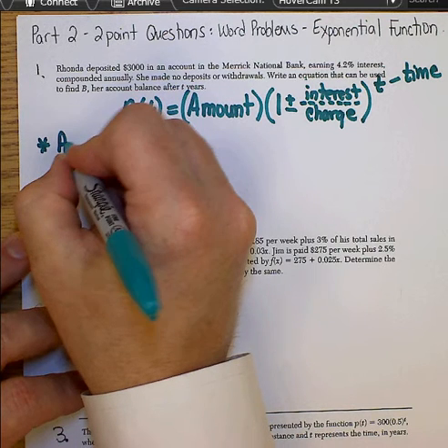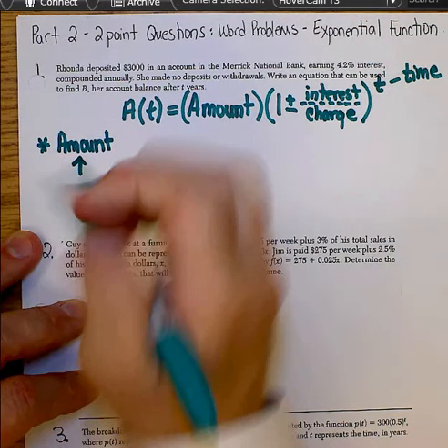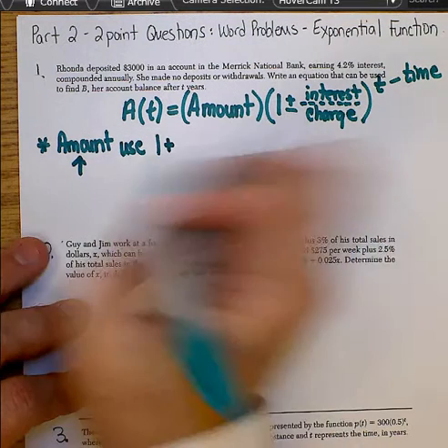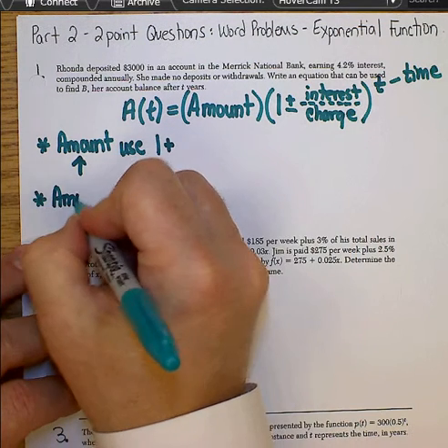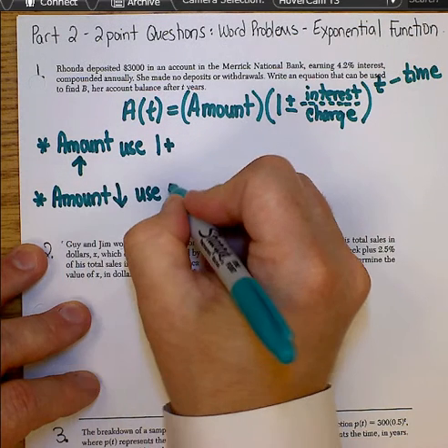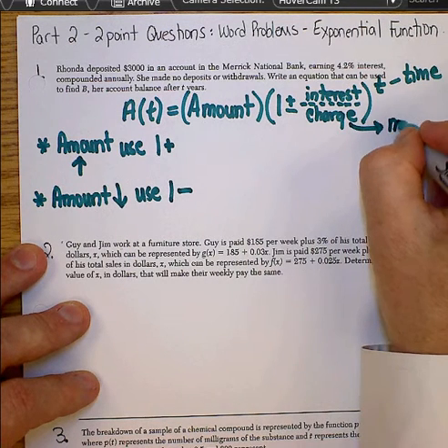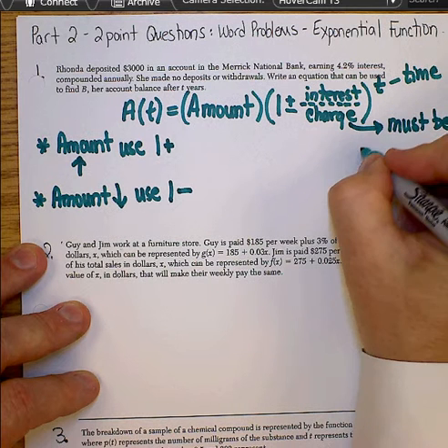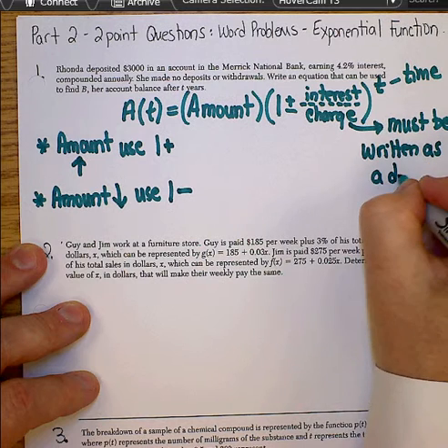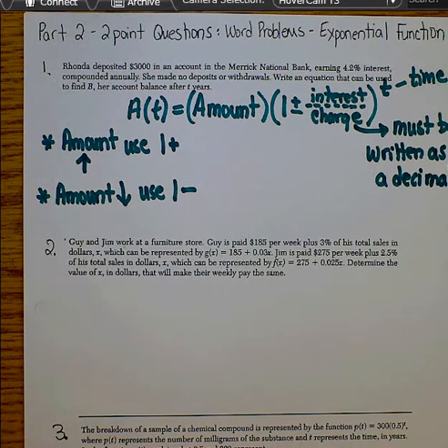All right, here's the things that we have to know. If the amount in the problem should be going up, we're going to use 1 plus. If the amount is going to go down, we use 1 minus. This must be written as a decimal. Okay, so that's everything in the problem that we're going to need to know.